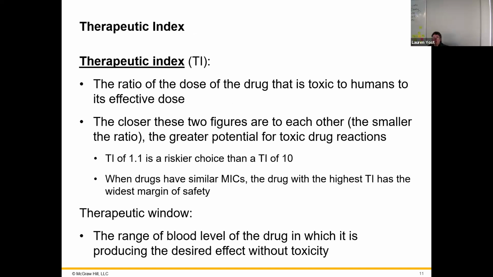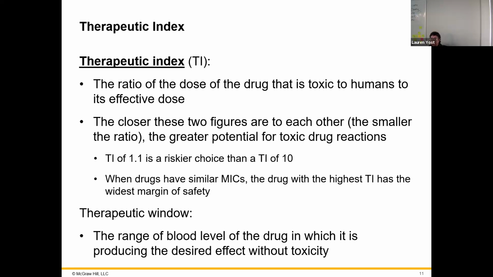All right, so our therapeutic index, this is an important ratio that we do need to understand. I absolutely will have this definition on the test. Therapeutic index is the ratio of the dose of the drug that is toxic to humans to its effective dose. So what does this really mean? We remember how we calculated that minimum inhibitory concentration. So that's the minimum effective dose.